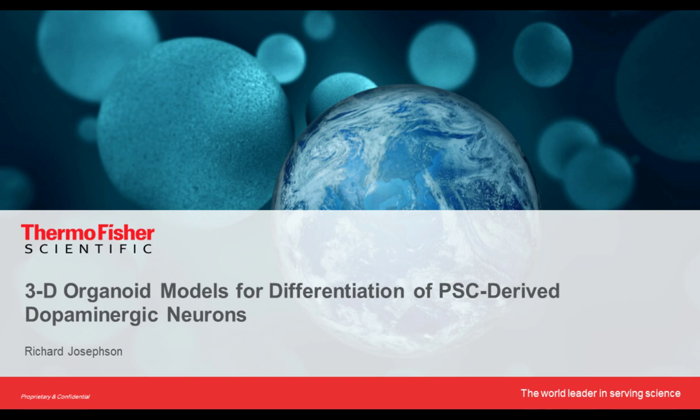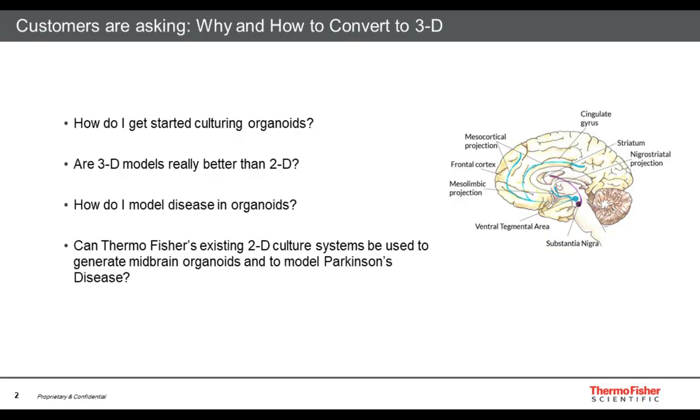Thank you, Christy, for that introduction. My name is Richard Josephson. I'm here to talk to you about 3D organoid models for differentiation of pluripotent stem cell-derived dopaminergic neurons.